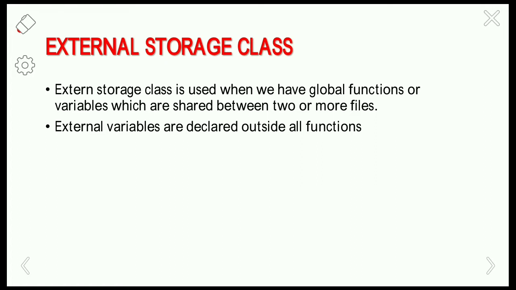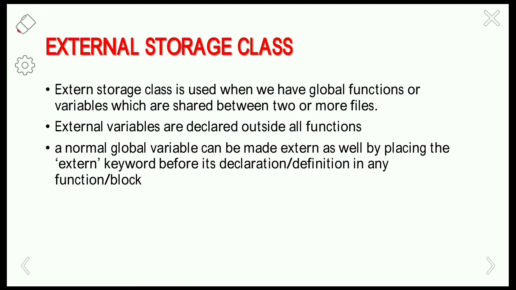External variables are declared outside all the functions. In the case of the remaining storage classes, we declare the storage class within a block, but here the external variables are declared outside all the functions, that is before the main function. A normal global variable can be made extern as well by placing the extern keyword before its declaration or definition in any function or block.